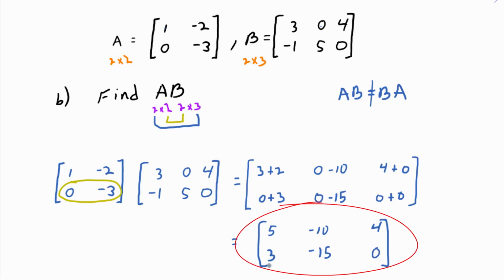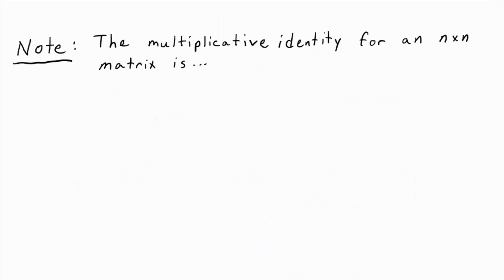Note, there is a multiplicative identity for an n by n matrix. N by n, we would call that a square matrix because it would have the same number of rows as columns, n rows by n columns. We'll call it I for identity. If it's a 2 by 2 matrix, then the multiplicative identity is the matrix with zeros off the main diagonal from upper left to lower right and ones down the diagonal.